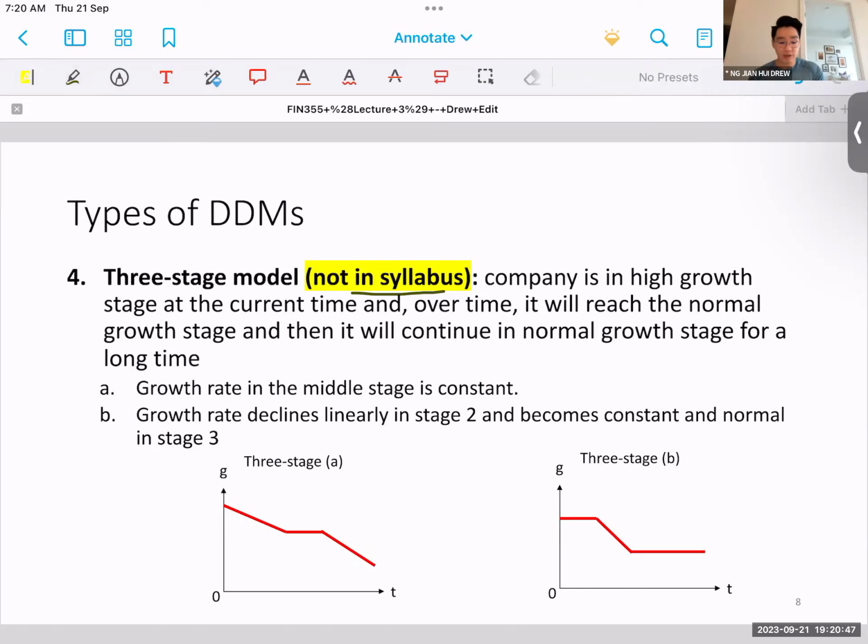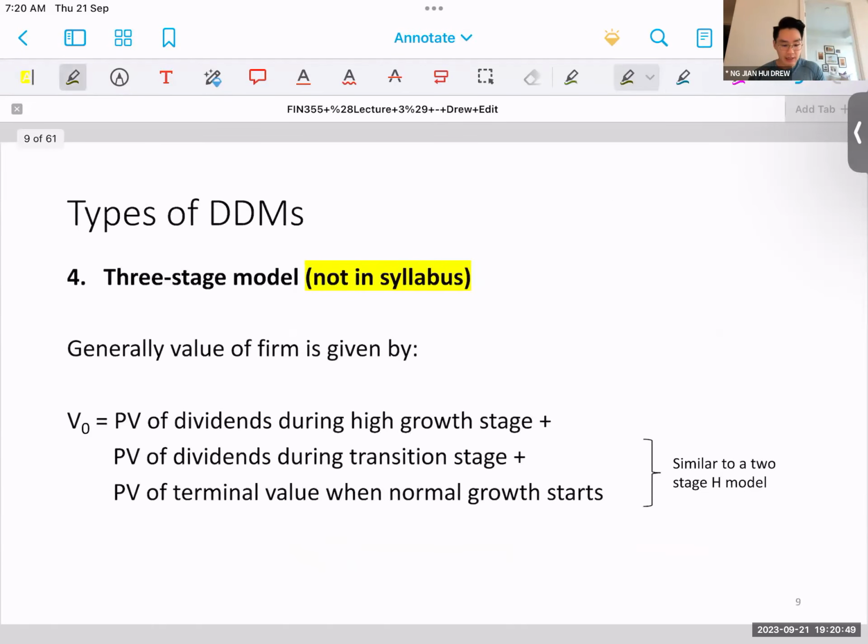So you add three things together. And this is, I would like to say, the general formula for a three-stage. I would like to highlight again, this is not in the syllabus, but you do need to know that it exists, right? So basically, you add the PV at the high growth, the transition stage, and the normal growth, right?